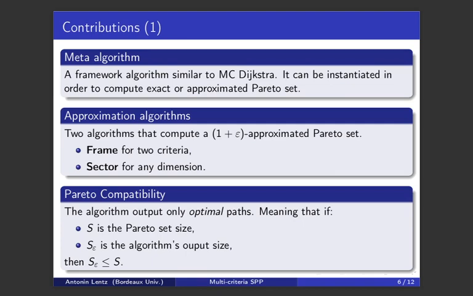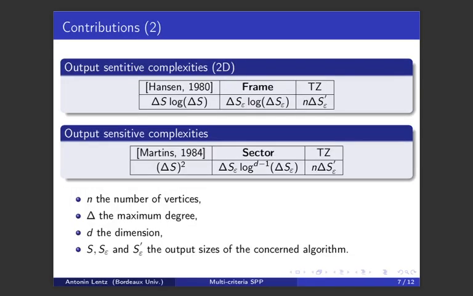So, in terms of complexity, here you have Hansen's algorithm, which is Dijkstra in dimension 2, and S is the Pareto set size, S epsilon and S epsilon prime are the output sizes. And here, as you can see, it seems like the same complexity, but Frame is Pareto compatible, so S epsilon is smaller than or equal to S. Then you know that Frame's complexity is smaller than or equal to Dijkstra's.